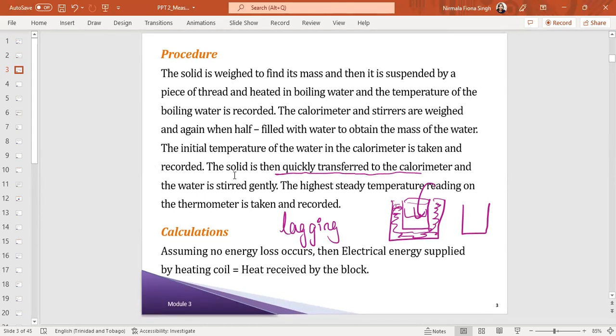Calculations. One, assuming there is no energy loss. We already can see that there is some energy loss because we're taking that hot object and transferring it into the calorimeter. The mere fact we're taking that hot metal out of the hot water, passing it through air, and putting it into something else, it's going to lose a couple degrees of temperature. But we still assume that there's no energy loss.